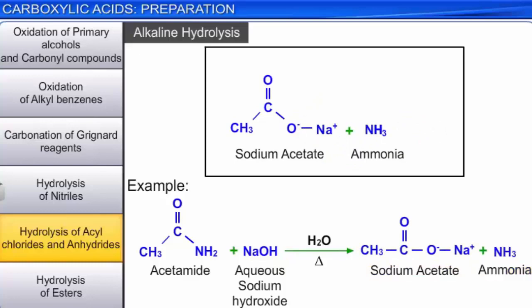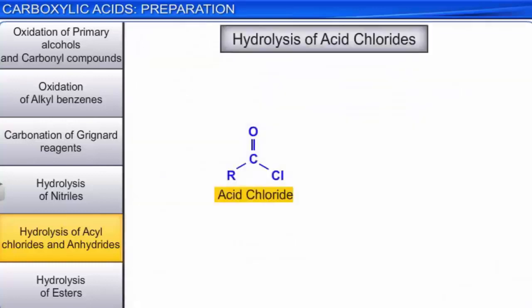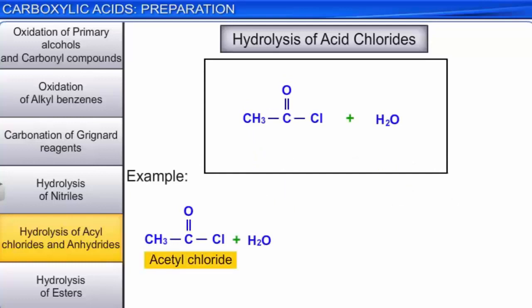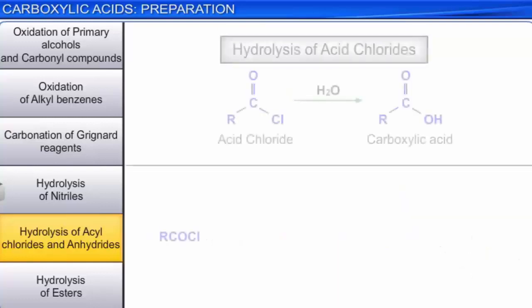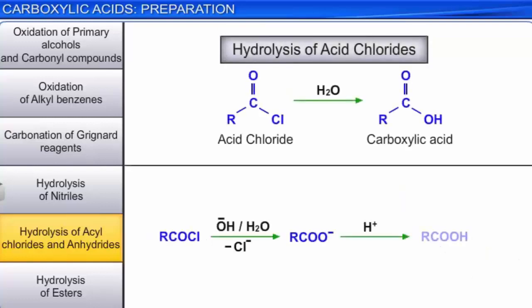Acid chlorides, on hydrolysis, give carboxylic acids. For example, acetyl chloride on hydrolysis in presence of water gives acetic acid and hydrochloric acid. The hydrolysis of acid chlorides occurs readily in presence of an alkali.